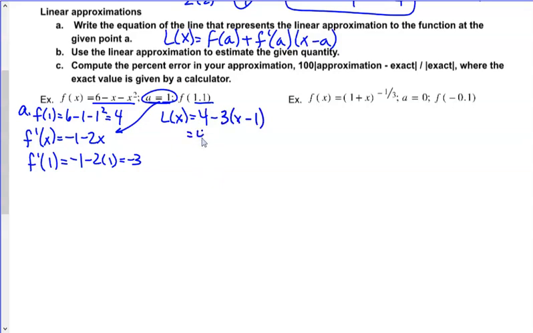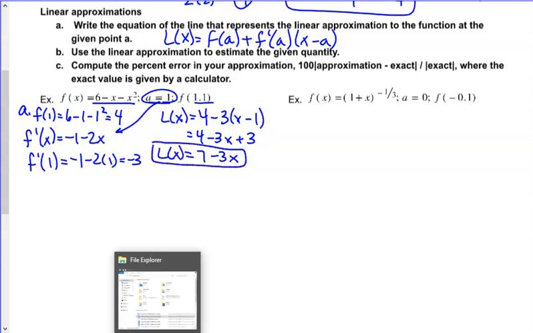And I'm going to simplify that by distributing. And I get 7 minus 3x, or minus 3x plus 7, as my L of x. So that is part A. That's the equation that we have.